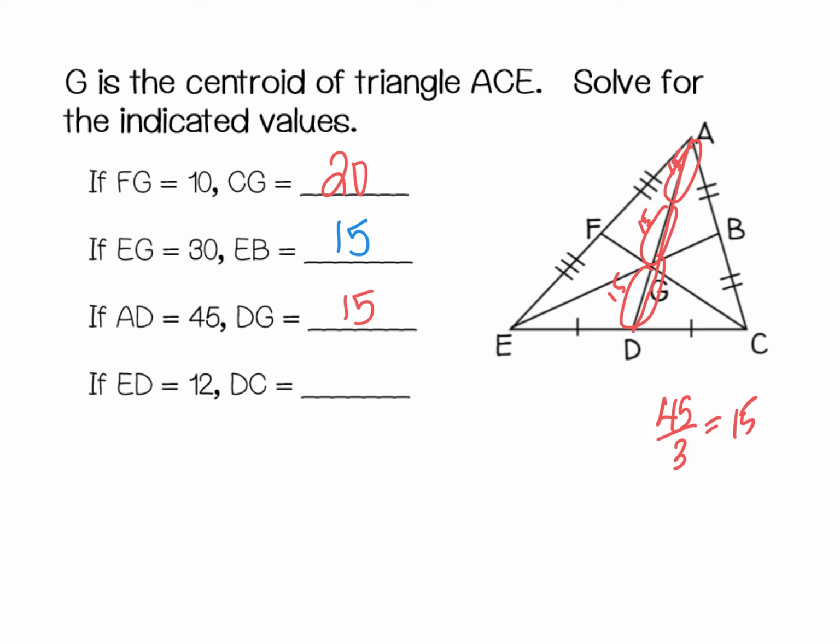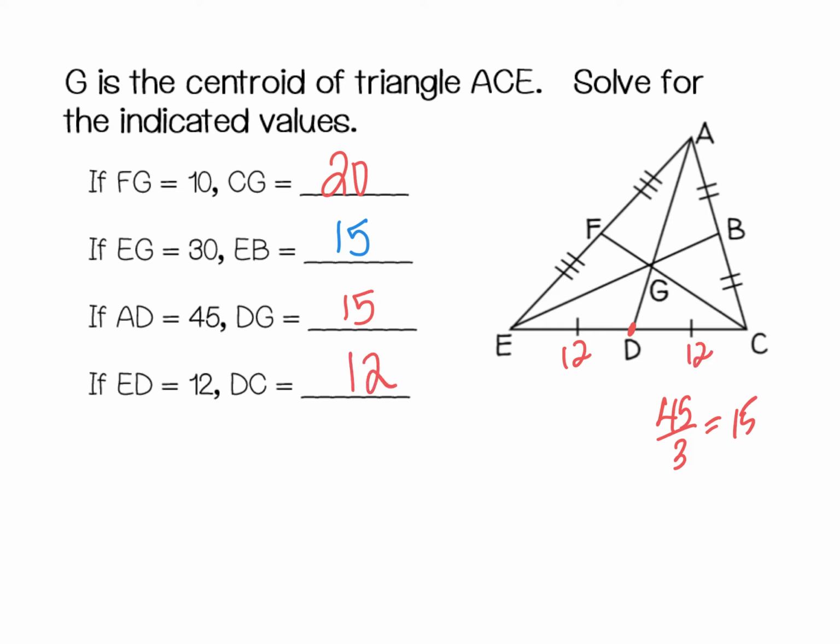All right, I'm going to erase that again just so I have a clean picture. And then the last one says that ED is 12. I want to know what is DC. I just did this to remind you that D is a midpoint. So if ED is 12, so is DC.